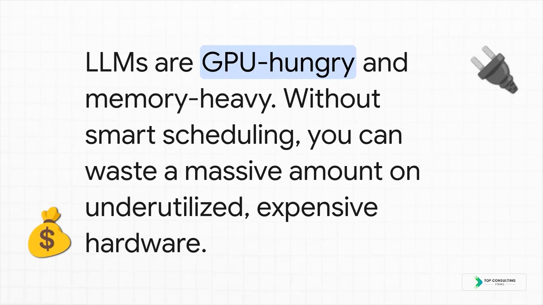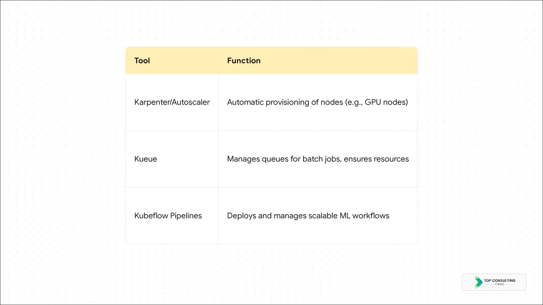And the final serving puzzle is the big one. It's the one that hits the wallet. Cost. LLMs are just incredibly resource intensive. They demand huge amounts of GPU and memory. And if you don't have smart scheduling and management, you can waste an absolutely massive amount of money on hardware that's just sitting there, not doing much. So to wrangle those costs, it's all about managing your resources like a hawk.